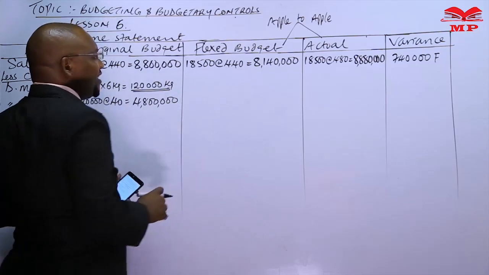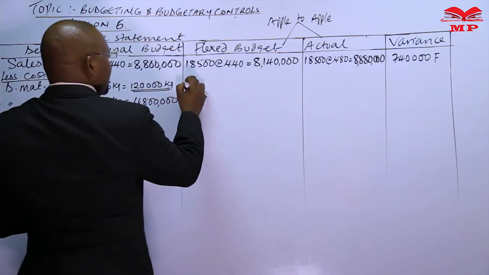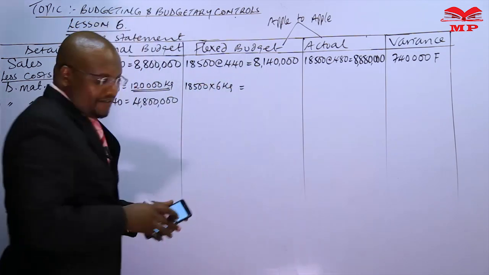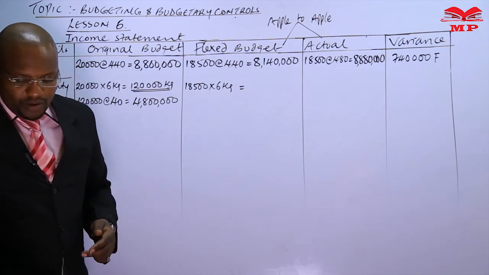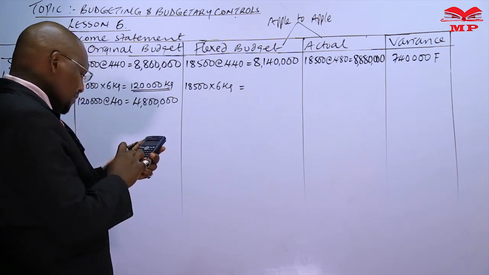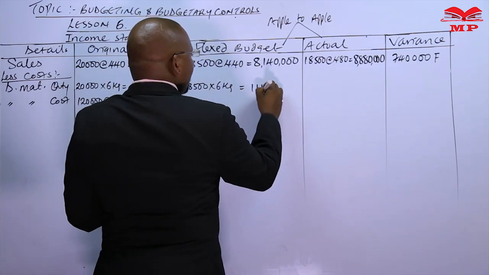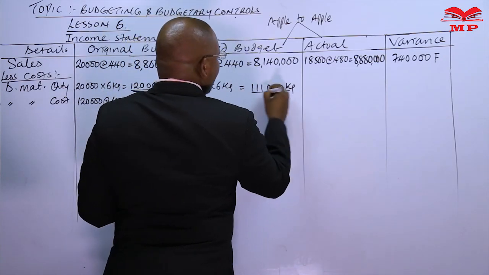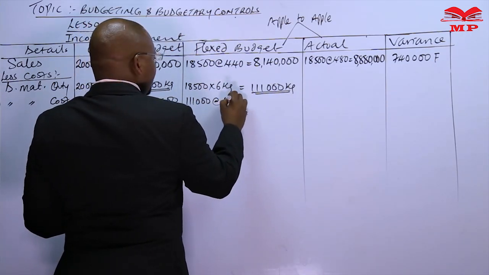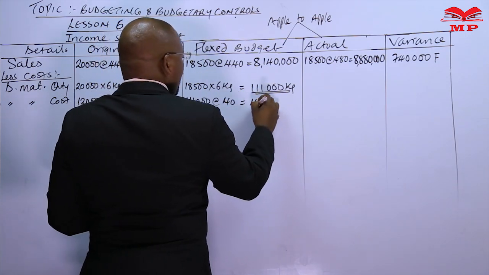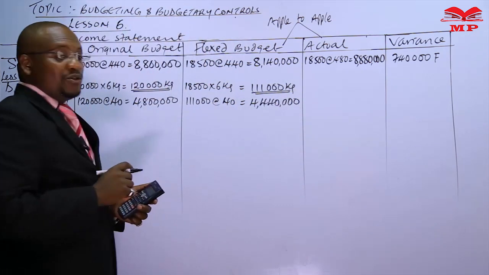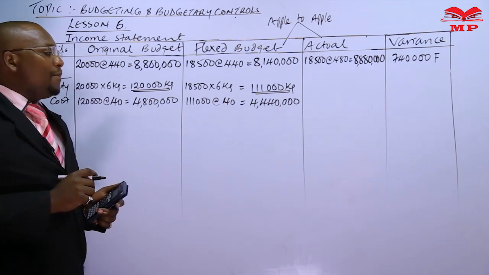Then I have the flexible budget. To produce 18,500 units we need 6 kgs each. This is going to give us the required quantity: 18,500 multiplied by 6 is 111,000 kgs. We double line that. But the cost will be 111,000 kgs each at 40 shillings, which is 4,440,000 as the material cost.